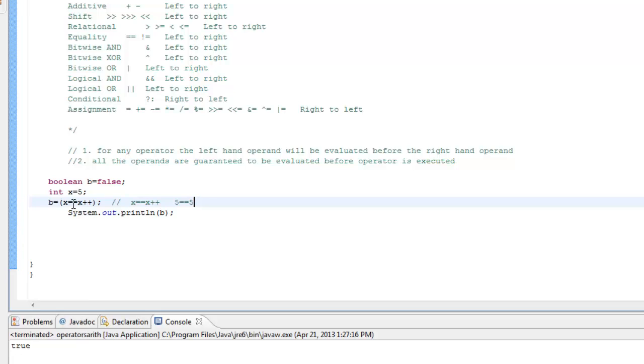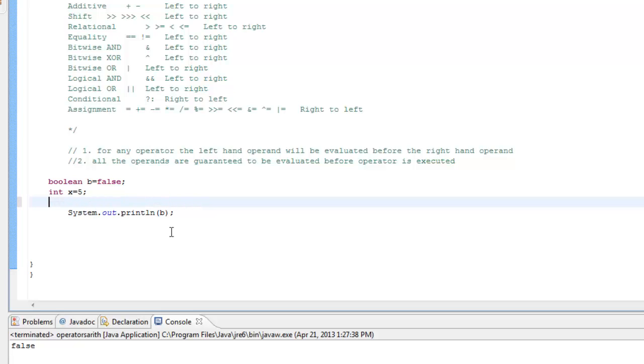So we get true. And in case I reverse the positions, I say x plus plus double equals x. Now what happens is x is substituted here as 5, then in memory it becomes 6, and double equals 6. So this comes out to be false now. So for a Java expression, it is always calculated from left to right for any operator, and all parts of an expression are calculated beforehand before the system evaluates the expression as a complete.